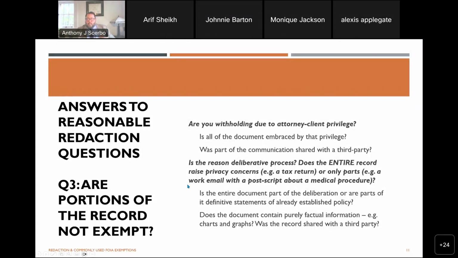And then, is the entire document part of the deliberation, or are parts of it just statements of already established policy? What we're going to discuss going forward is there's a difference between deliberative process and final or established policy. If it's final or established policy, it cannot be redacted. But if it is legitimately part of the deliberation process, then it can be redacted. Does the document contain purely factual information, such as charts and graphs, and was the record shared again with a third party? Those are things that have to be considered, have to be contemplated in terms of making a redaction decision.